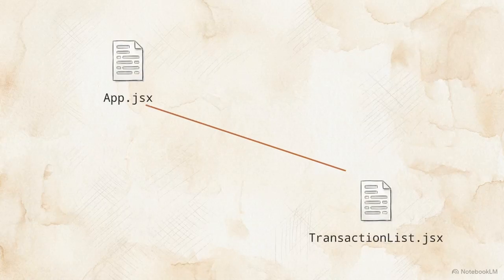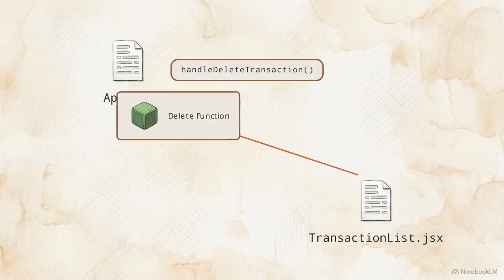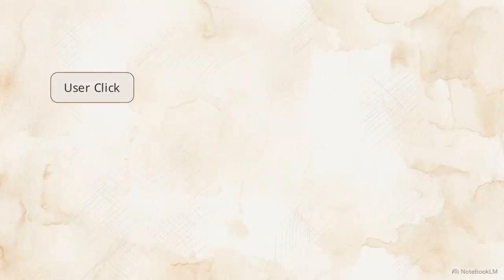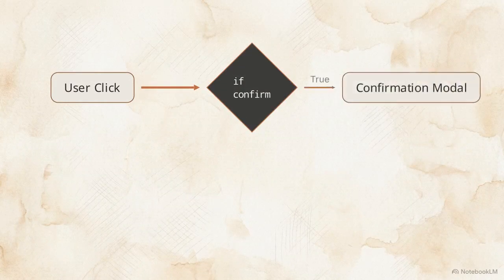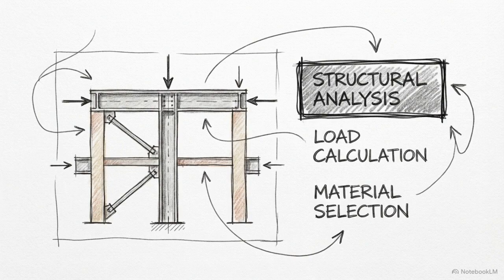This branching map shows exactly where the agent will work. It adds the deletion function to app.jsx, passing it into the transaction list component. Zooming in, we verify our constraint. The plan inserts an if statement triggering the confirmation modal before deletion. The logic is sound. Select the terminal option to auto-accept edits and let the agent get to work.